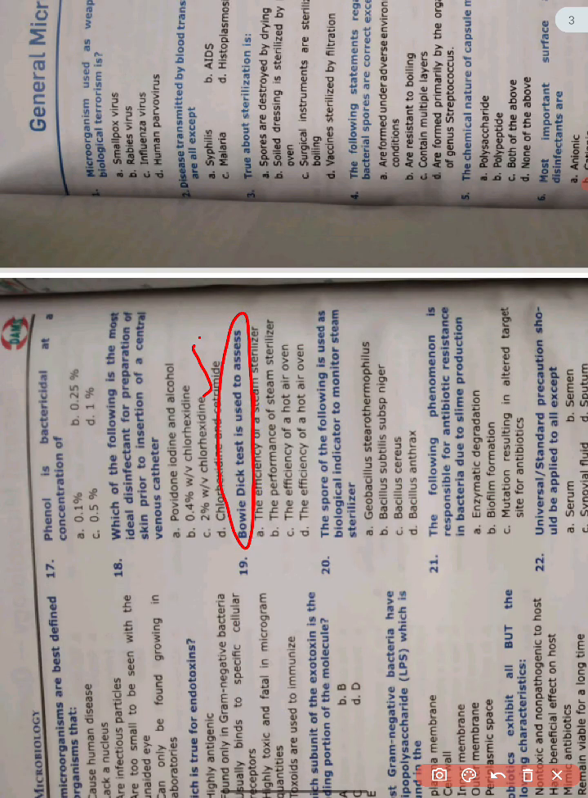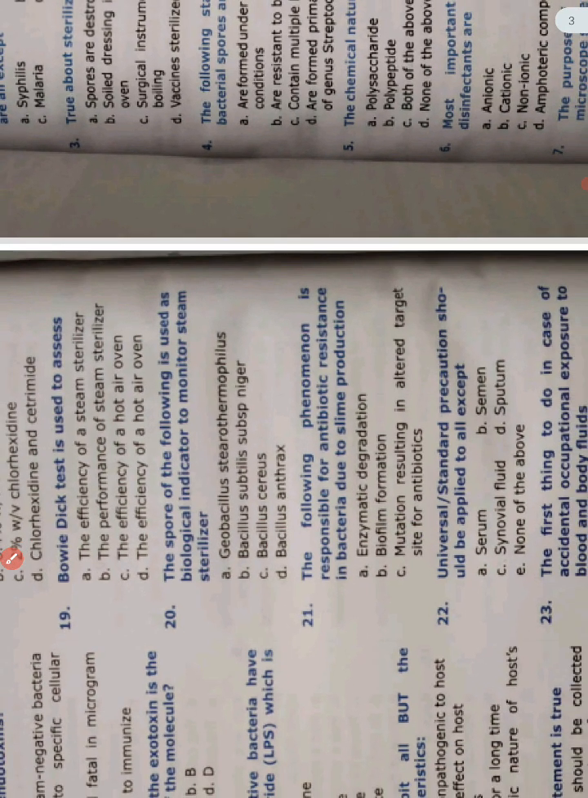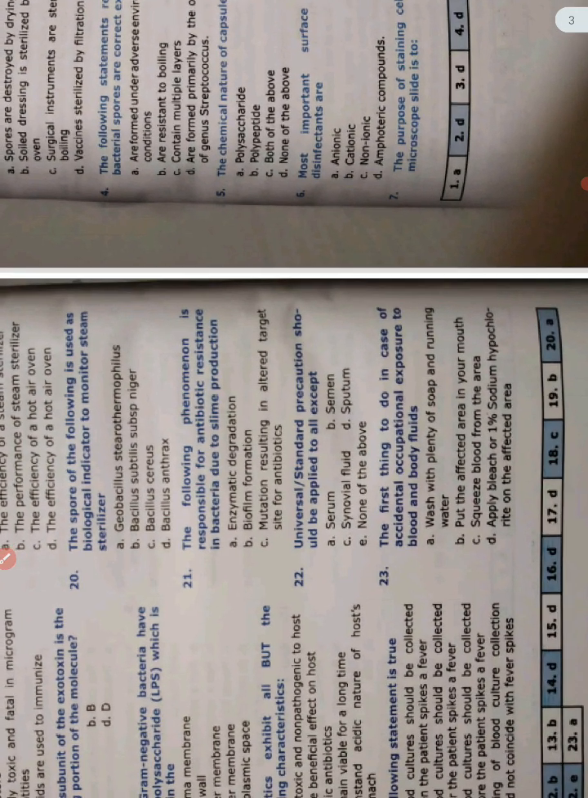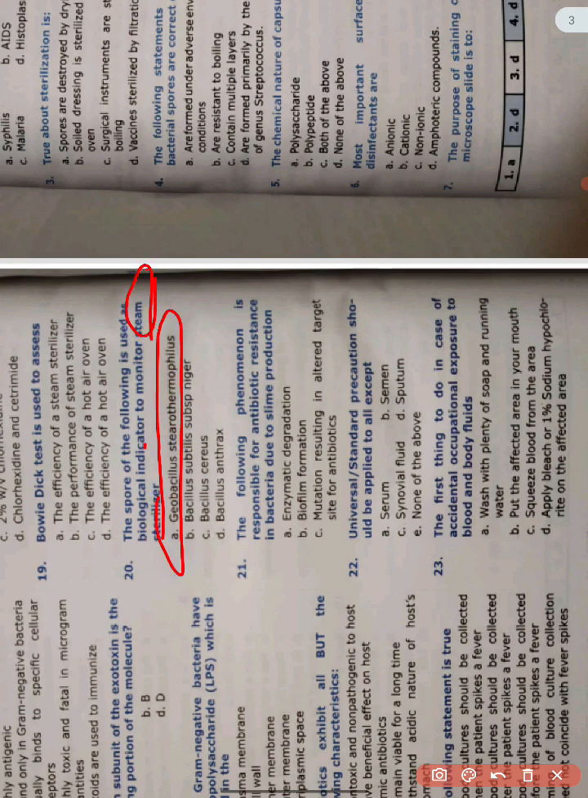Bowie Dick test is used to assess what? It is used to assess steam sterilization. The performance of steam sterilization can be noted by the Bowie Dick test. It is about the sterilizer. The spore of the following is used as a biological indicator to monitor a steam sterilizer. For different sterilizers you have to use different spores. Bacillus subtilis is for the hot air oven. For this one you have to use Geobacillus stearothermophilus for monitoring the steam sterilizer.